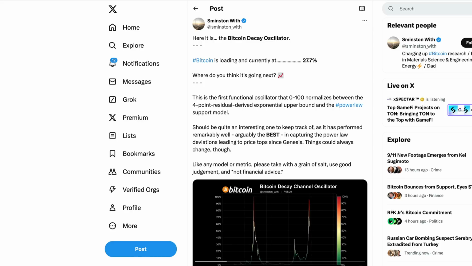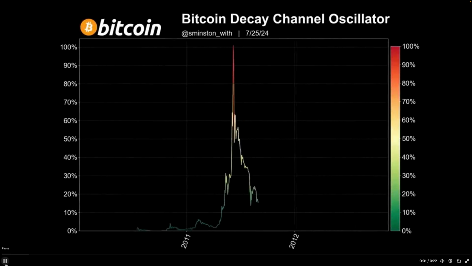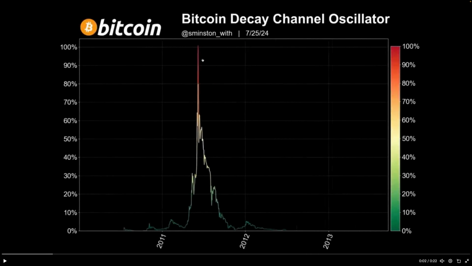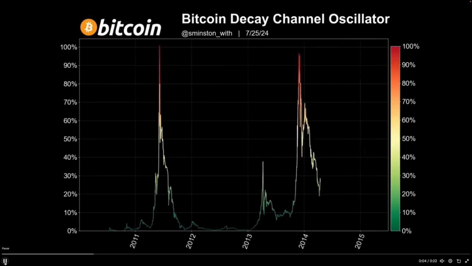First of all, I'm going to show you guys this oscillator here and just play it. I'm not going to play it with audio because it's just music in the background. I'm just going to talk over it so you guys can see here. What it shows is when Bitcoin hits its peak in every cycle, we can see that it has hit 100%. Then it goes all the way back down, and it shows you guys the cycles throughout time.